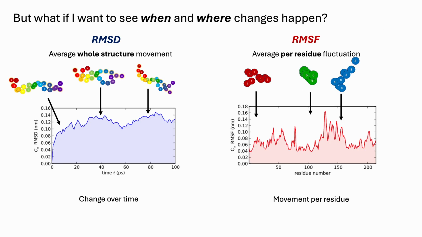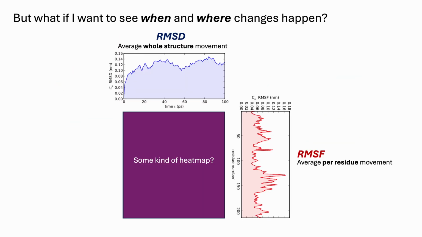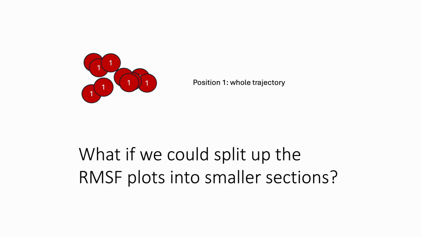Now, what we'd really like is some kind of metric that can capture both change over time and per residue information. Some kind of metric that can fall between these two. Perhaps some kind of heat map. How we can actually accomplish this is pretty straightforward.